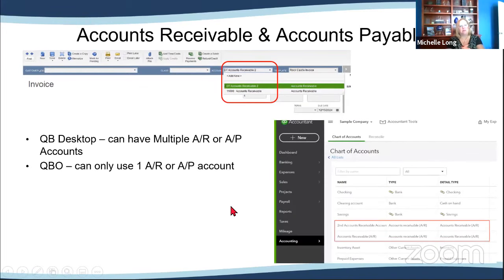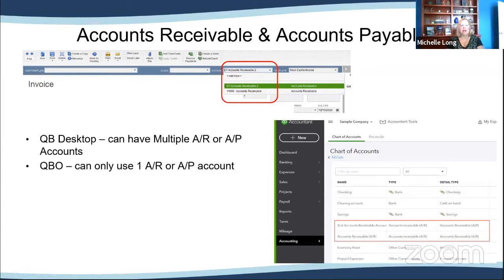Now, another thing that we have frequently is accounts receivable and accounts payable. That's an automatic account. The minute you use an invoice or a bill, it creates those accounts. If you're using multi-currency and I create an invoice in Canadian dollars or in euros, then it will create AR Canadian or AR Euro. It will create those accounts as needed. Now, in desktop, as you can see here on the top, you can have multiple accounts receivable and accounts payable where you can select the one you want.